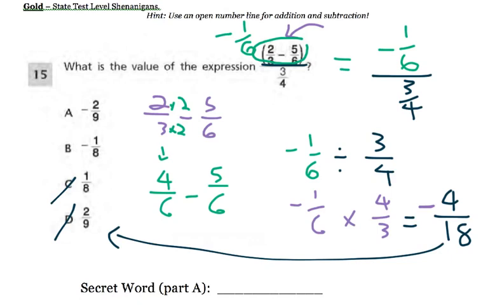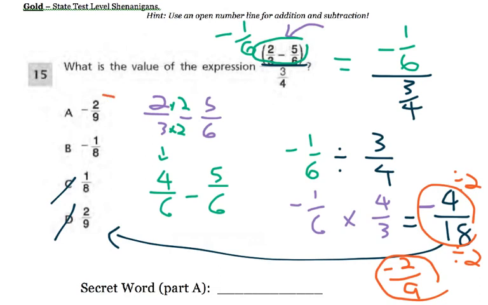But then I think, wait a second, I can simplify this. I can divide it by 2/2. And -4 divided by 2 is -2. 18 divided by 2 is 9. Oh, wait a second. That is answer A.